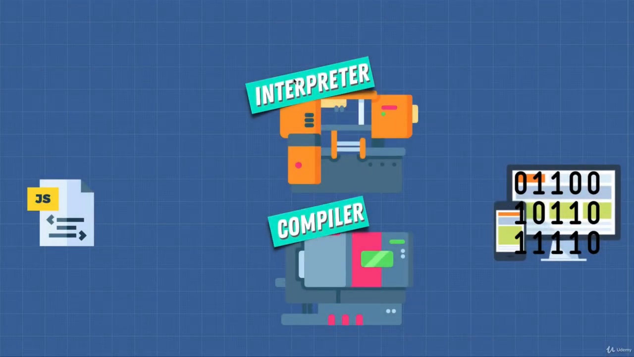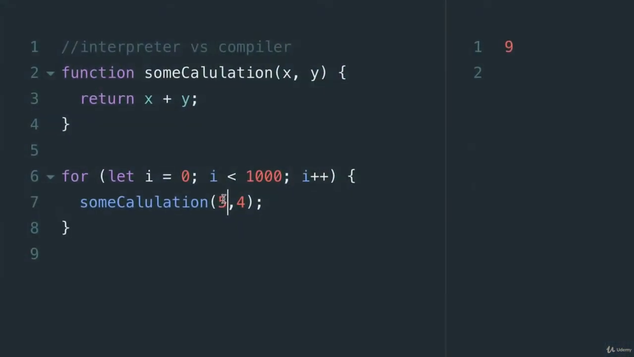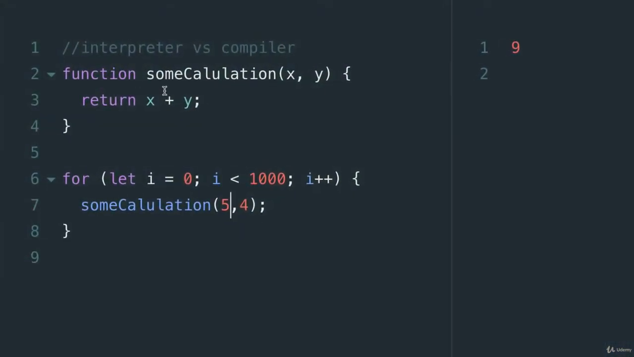Welcome back. Let's have a look at the pros and cons of each. First off, interpreters are quick to get up and running, right? Because if we go to our example, with an interpreter, we don't have to convert this into another language like language X, like I showed you with a compiler. There's no compilation step before you can start running your code.